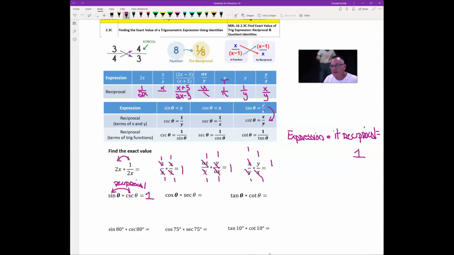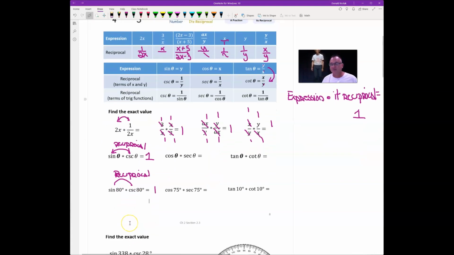And there could be anything I want in there. So in this one I had theta. Well, what if I put 80 degrees in there? Sine and cosecant are reciprocals of each other, and when you multiply reciprocals of the same angle, those are going to become 1. So I don't need a calculator or anything here. I can simplify this strictly based on what I know about reciprocals.